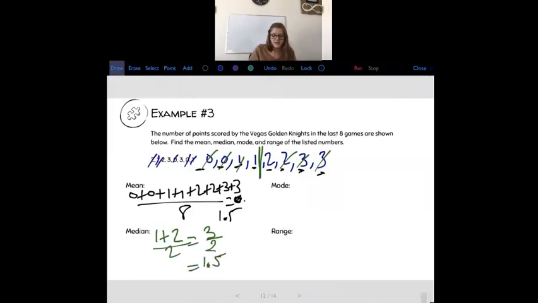The mode is the number that occurs most often, but in this case, it's almost every number of the data set. Okay, so this data set has 4 modes, and the range is the span of the data set. So 3 minus 0, biggest minus smallest, would give us 3.